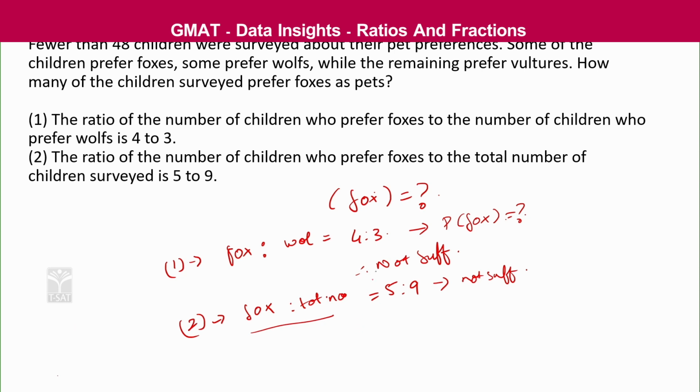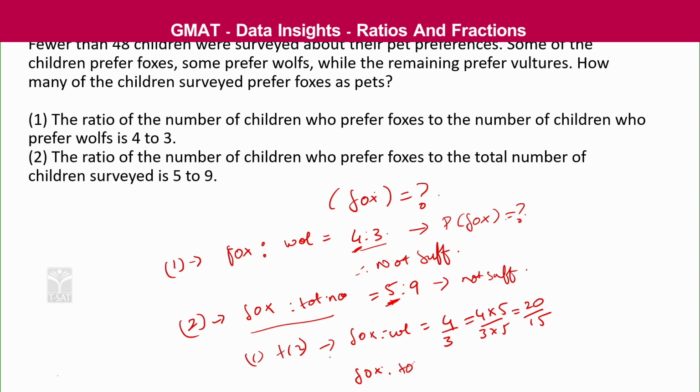So, taking statements 1 and 2 together, let us equate the ratios with foxes, so that we can get the total number in that ratio. Foxes to wolves is 4 divided by 3, which can also be 4 into 5 divided by 3 into 5, so since there is a 5 for foxes here, we have 20 by 15. And foxes to total is 5 by 9, which is again 5 into 4 over 9 into 4, so 20:36. So, the total number has to be less than 48.